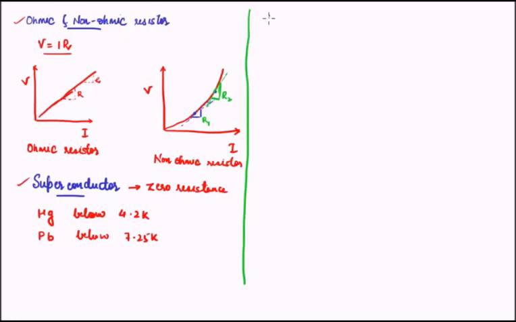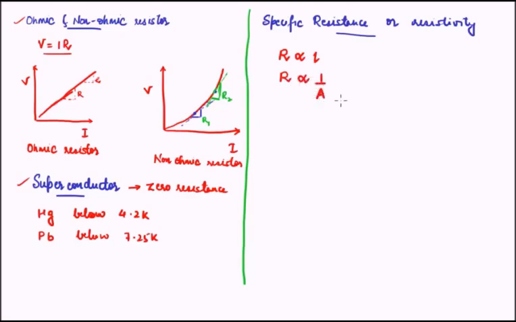Specific resistance or resistivity. The name sounds like it has to do something with resistance. Let's see what it has to do with resistance. We have seen that resistance is proportional to the length of the conductor. Also, we have seen resistance is inversely proportional to the area of cross section of the conductor.